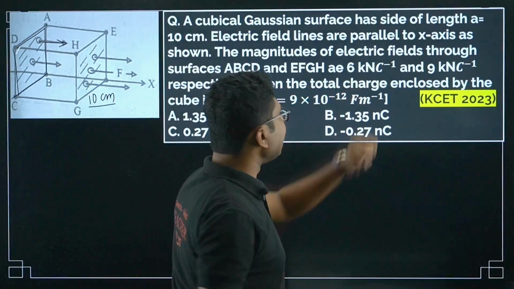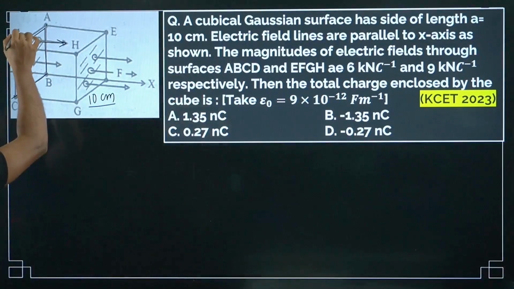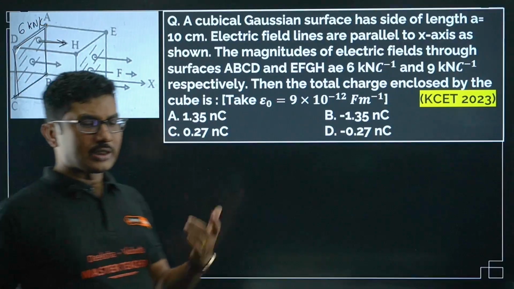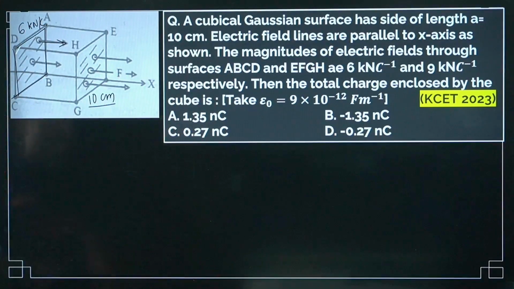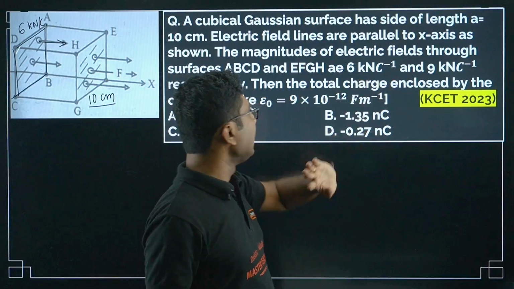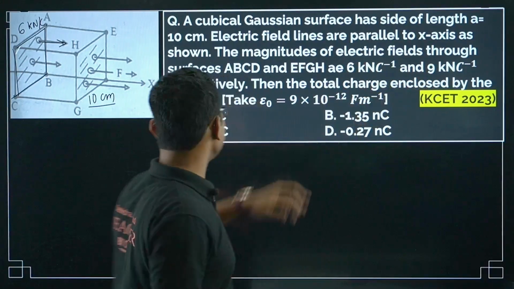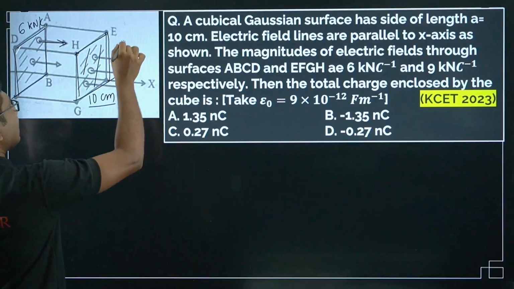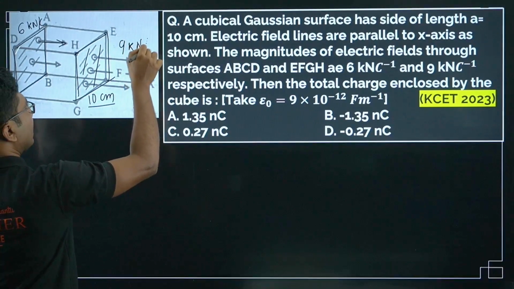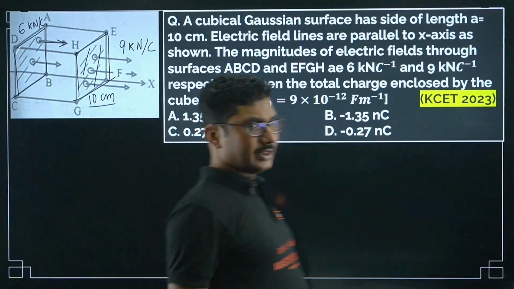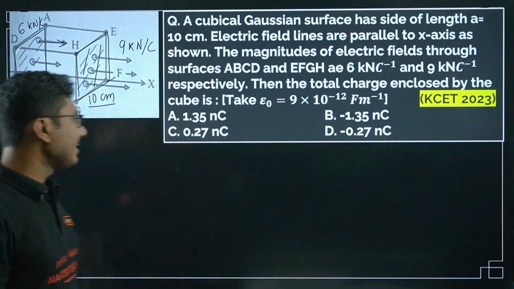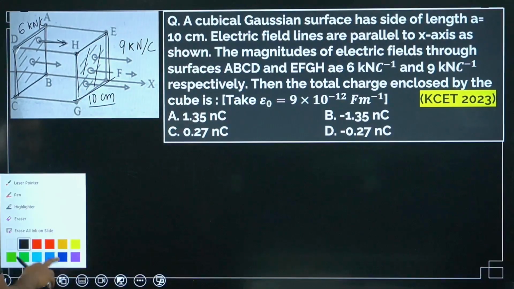Right, the electric field through ABCD is 6 kilonewton per coulomb. Remember it's kilonewton; kilo means 10 to the power of 3, so you have to multiply. And the electric field through the other surface, EFGH, is 9 kilonewton per coulomb. Now, newton per coulomb is the unit of electric field, not electric flux. So you have to convert it into electric flux, and then apply the formula for Gauss's law.